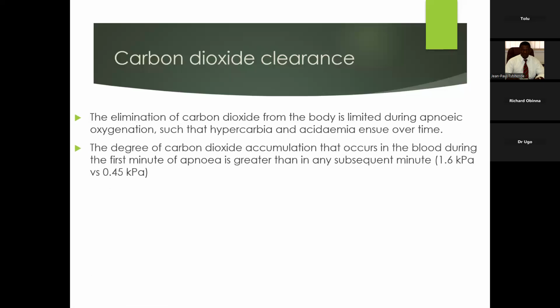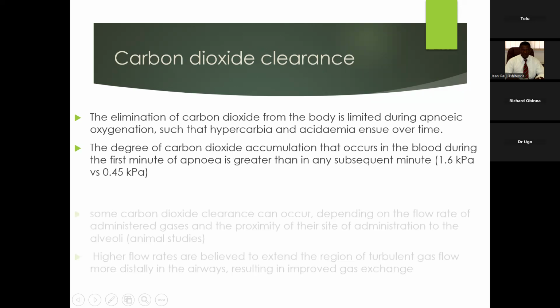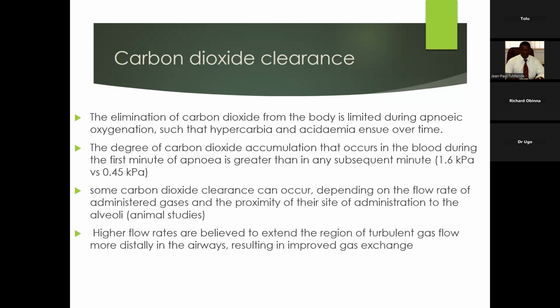So another thing that we don't usually talk about is carbon dioxide clearance. The elimination of carbon dioxide from the body is limited during apneic oxygenation, such that hypercarbia and acidemia may ensue over time. The degree of carbon dioxide accumulation that occurs in the blood is greater in the first minute compared to the other minutes. Some of the clearance of this carbon dioxide can depend on the flow rate of administered gases and the proximity of the administration to the alveoli in animal studies.